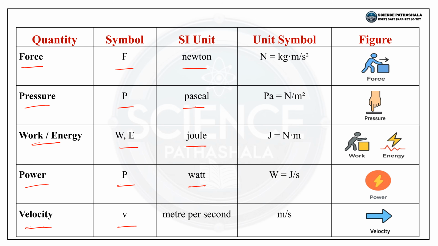In pressure, capital P is measured in pascals. That is 1 pascal is equal to 1 Newton per meter squared. But in power, capital P is measured in watts. That is 1 watt is equal to 1 joule per second.